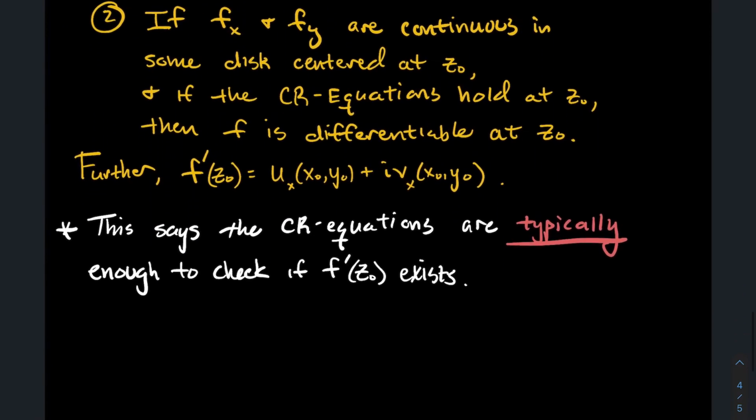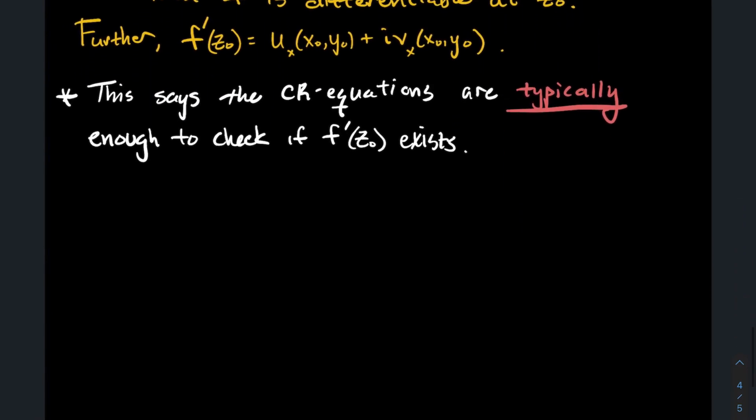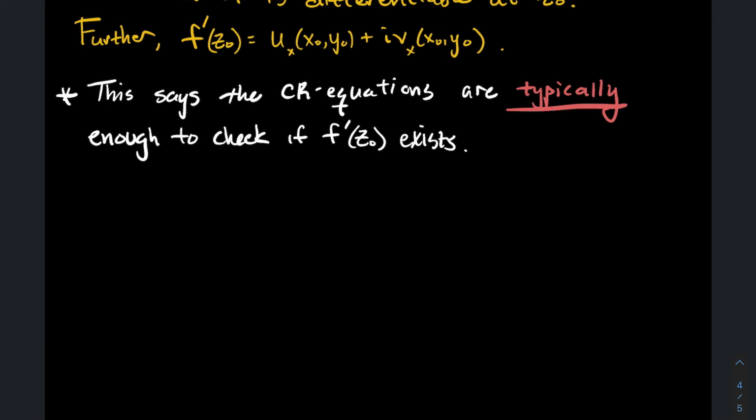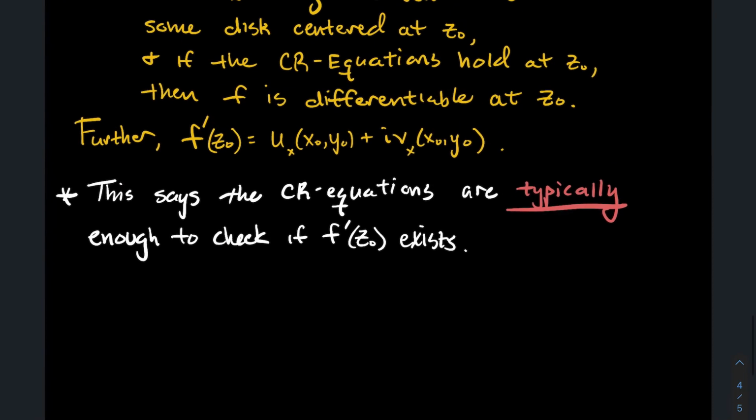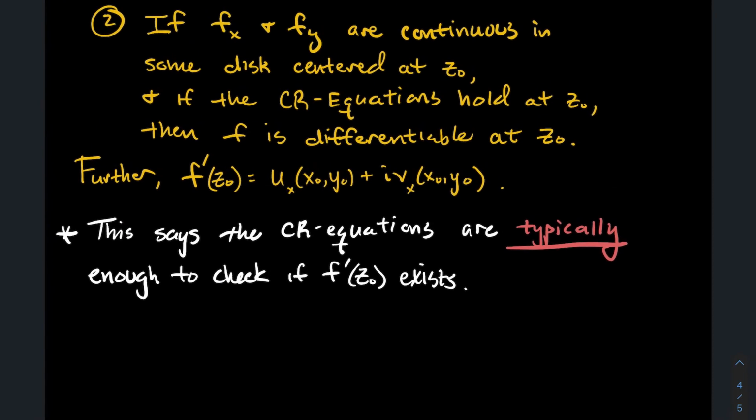Now let's say a little bit about this theorem. So this says the CR equations are typically enough to check if f prime exists at the point you're interested in. And that's what number 2 means. And I underline this word typically, which is really vague.